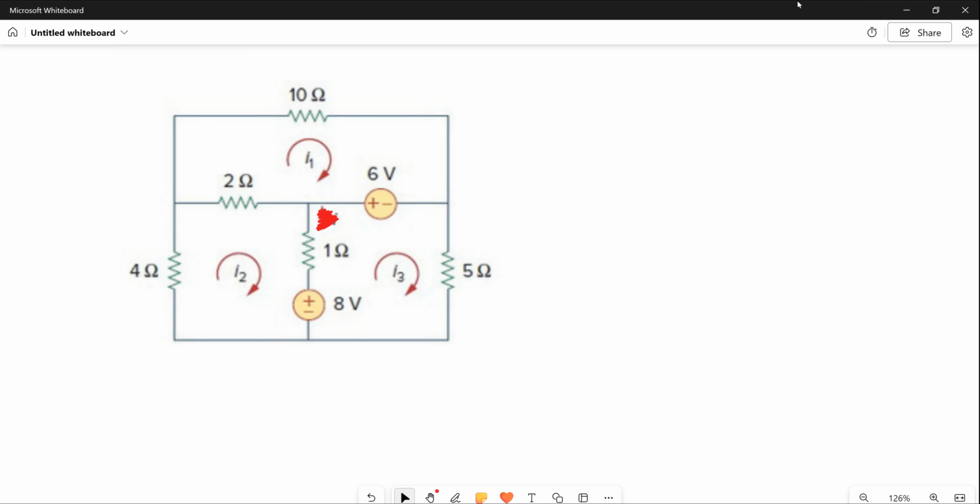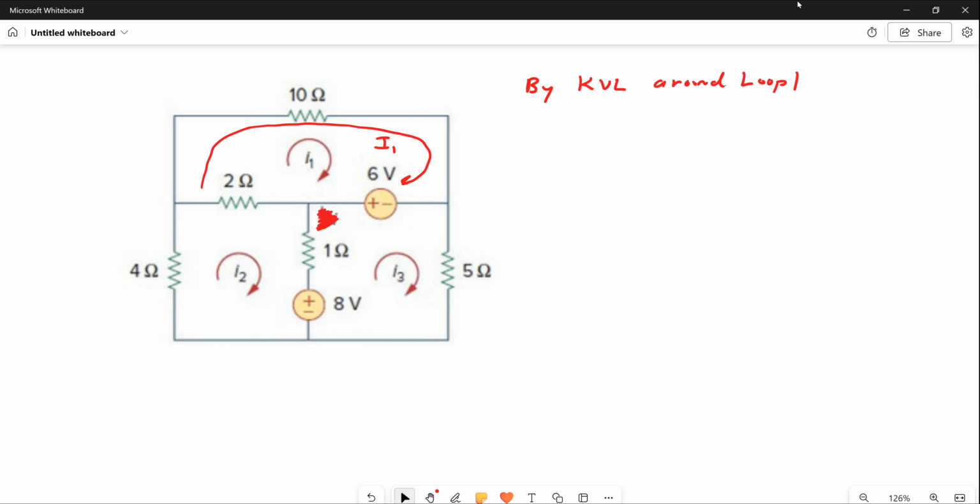So I want to go around loop 1. I want you to concentrate only on this loop here. I'll draw a real big loop. That loop right there, which is your current I1. That's all I want to concentrate on. And I'm going to have you write Kirchhoff's voltage law around loop 1.